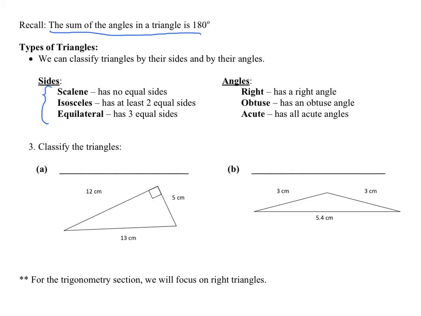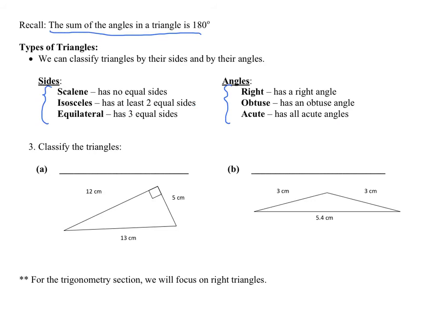And then angles, if it has a right angle, it's called a right triangle. If it has an obtuse angle, which is more than 90 degrees but less than 180, it's called an obtuse triangle. And if all the angles are less than 90 degrees, it's called acute, because it's cute, it's little, okay? So in number 3, let's classify these triangles.